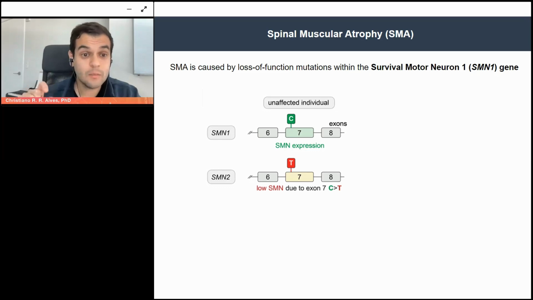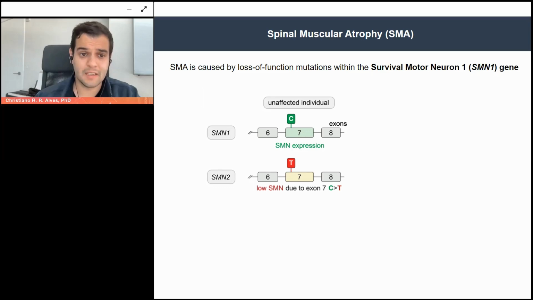So this is a silent mutation, so it doesn't change the amino acid, but it changes a very important binding site for a machinery that controls the splicing. So splicing is basically the process of making sure that the exons will be aligned in the correct order in the final mRNA product. So because of that T in the SMN2, many times exon 7 is skipped. It's not included in the final RNA.